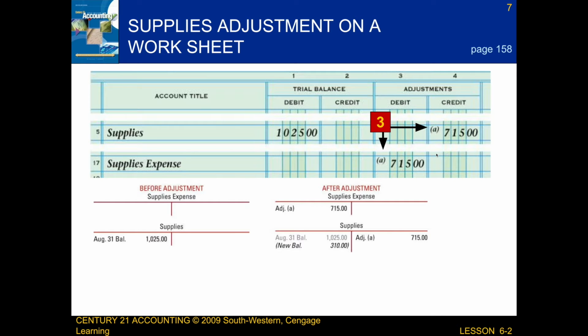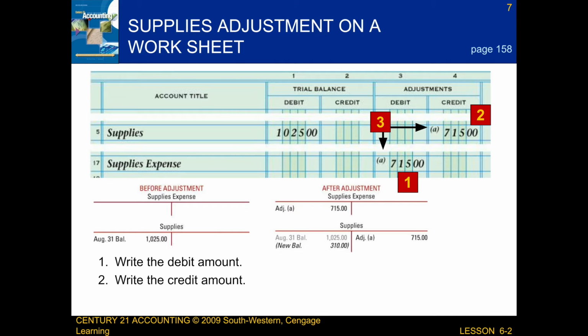And when we prepare the supplies adjustment on a worksheet, there are a few steps that we follow when doing this process. First, we write the debit amount. Next, we write the credit amount. And finally, we label the two parts of the adjustment.